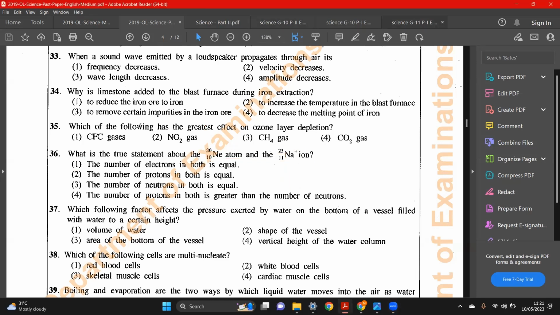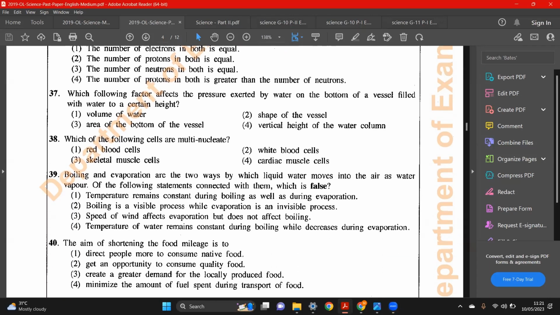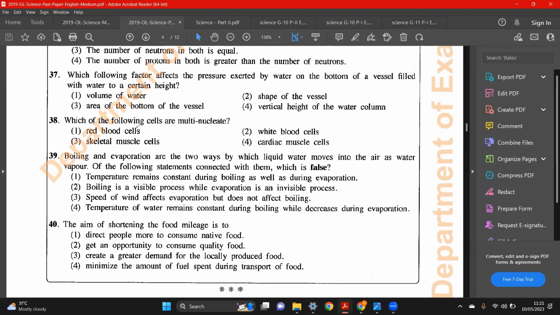Which of the following factors affects the pressure exerted by water on the bottom of a vessel filled with water to a certain height? This is where you've carried out some of those experiments in those different shaped glasses to see if the shapes affect. But at the end of those experiments, it was found that it's only the height of the water column that is affecting the pressure. All the others do not affect the amount, the shape, none of those affect. So it's option number 4 directly. Okay, 37 is option number 4.